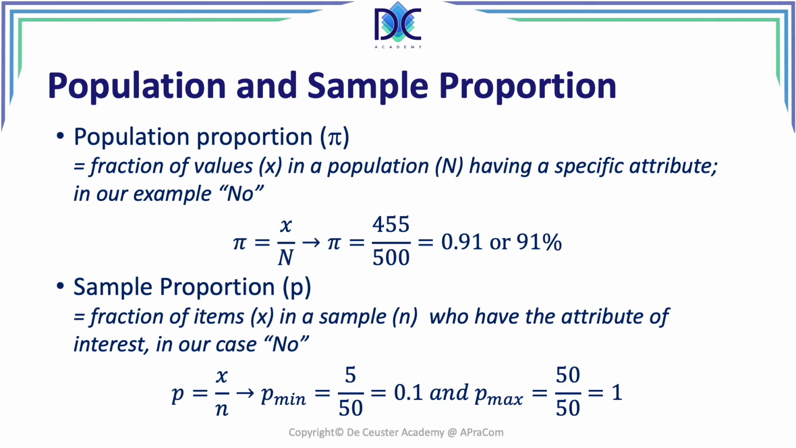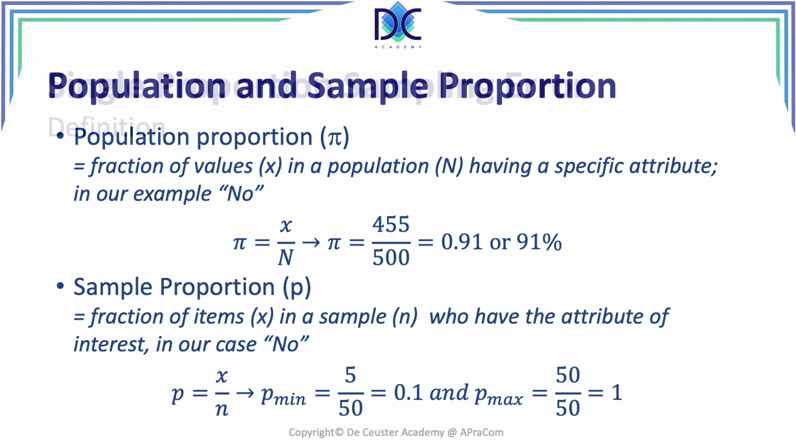We have the minimum value of p, where we find 5 out of 50 who have in fact answered no, so that's the worst case scenario, and p max, when we select 50 and only select people who answered no, so all of them. So it depends how we are looking at these elements. We see that the sample proportion can be between 0.1 and 1, where the population proportion is equal to 91%.